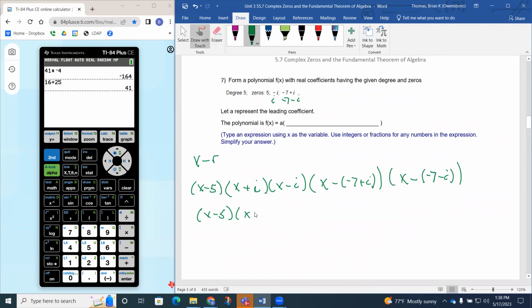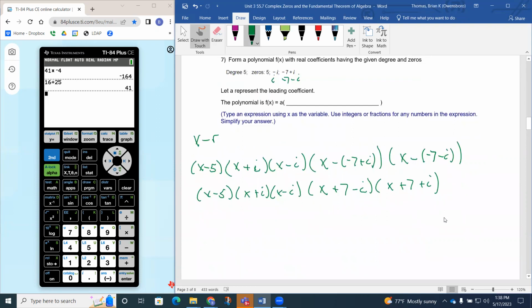So we have then this x plus i. We have this x minus i. And here we need to bring the subtraction sign through the parentheses to make that look a little bit easier. So it's going to be x plus 7 minus i. And then if we bring this subtraction sign through, we're going to have x plus 7 plus i.